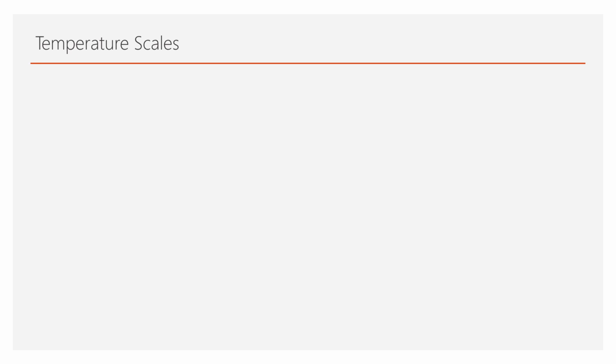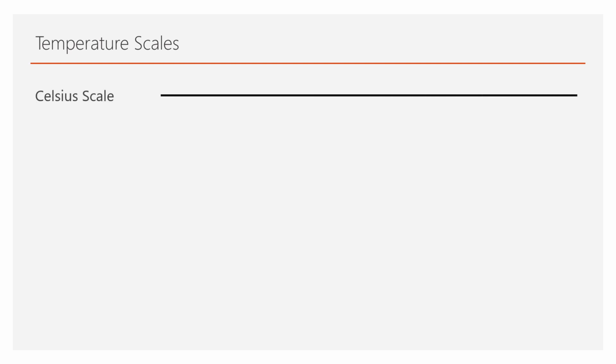Next, let's look at the temperature scales that you are likely to encounter. Each of these scales have a long history and have gradually changed over time. First is the Celsius scale, which is common outside the United States. It defines two reference points, the freezing point of water and the boiling point of water. These are defined to be 0 and 100 degrees Celsius respectively.